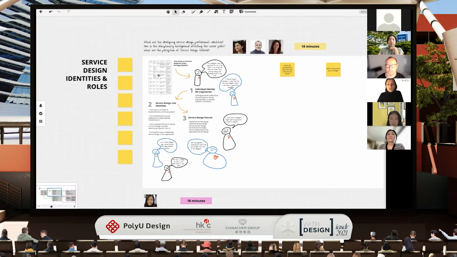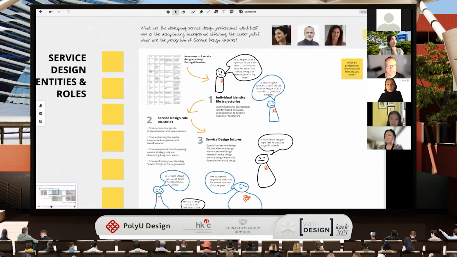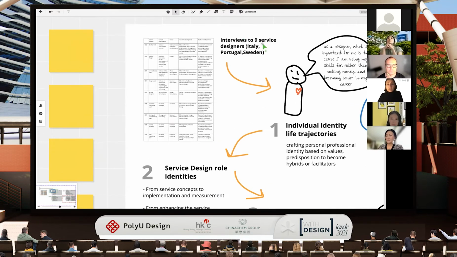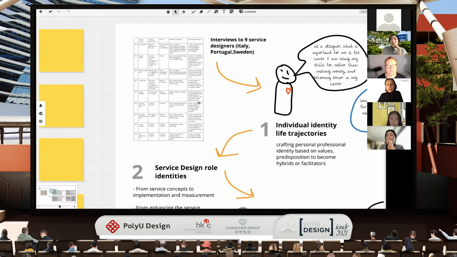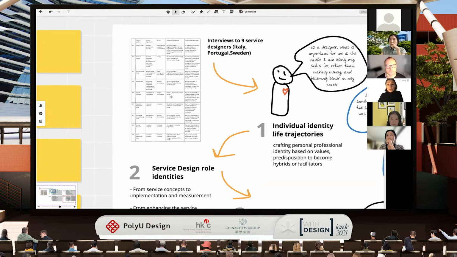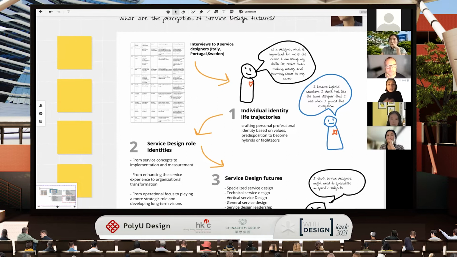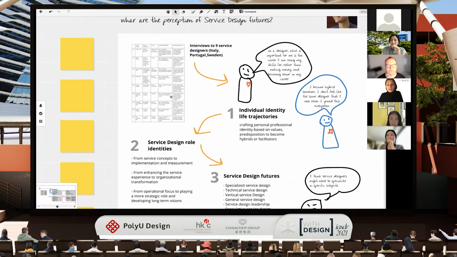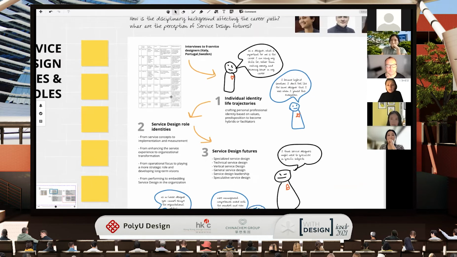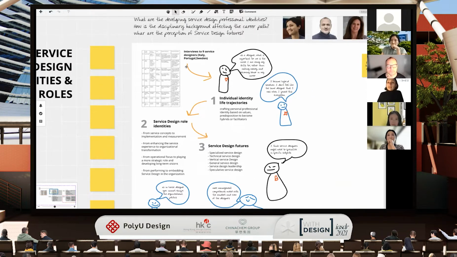The first one, we share very briefly a research that we've been doing with Stefan and Lia on service design identities and roles. And we did this by interviewing 9 service designers between Italy, Portugal, and Sweden. And here you can find a very short table summarizing the kind of profiles. And based on this, we made reflections on how they develop particular service design identities, what were their individual identity life trajectories, and their idea about the service design future. So I let Stefan talk through this quickly.